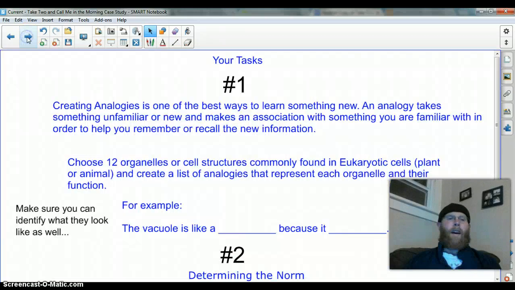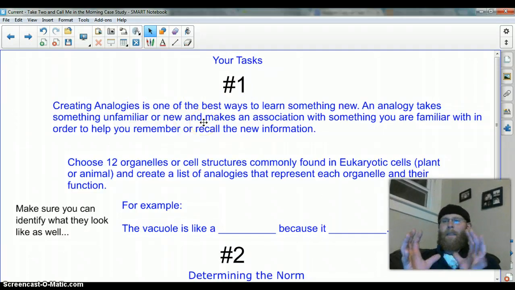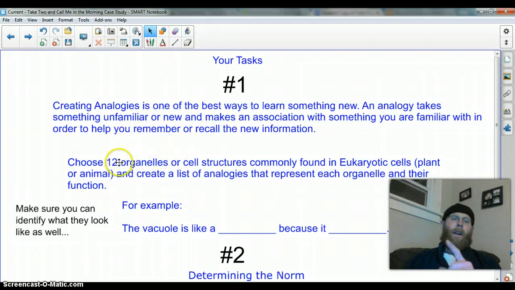So again, to your assignment, here's what you guys are going to do. You have 2 assignments. Number 1, you guys are going to create analogies. All right, it's one of the best ways to learn something. It's when you take something familiar and connect it with something unfamiliar. You're going to be required to choose 12 organelles or cell structures commonly found in eukaryotic cells. You can choose a plant or an animal cell and create a list of analogies that represent each organelle and their function. For example, the vacuole is like a blank because it blank.